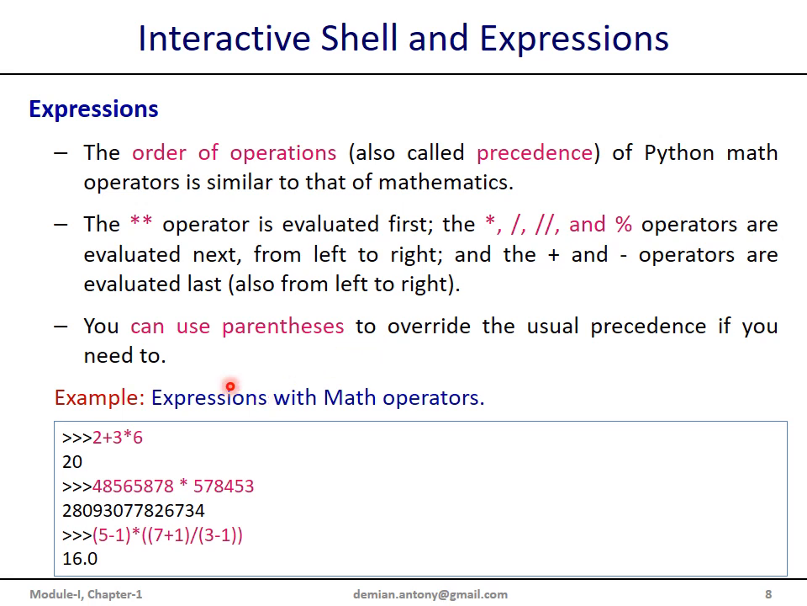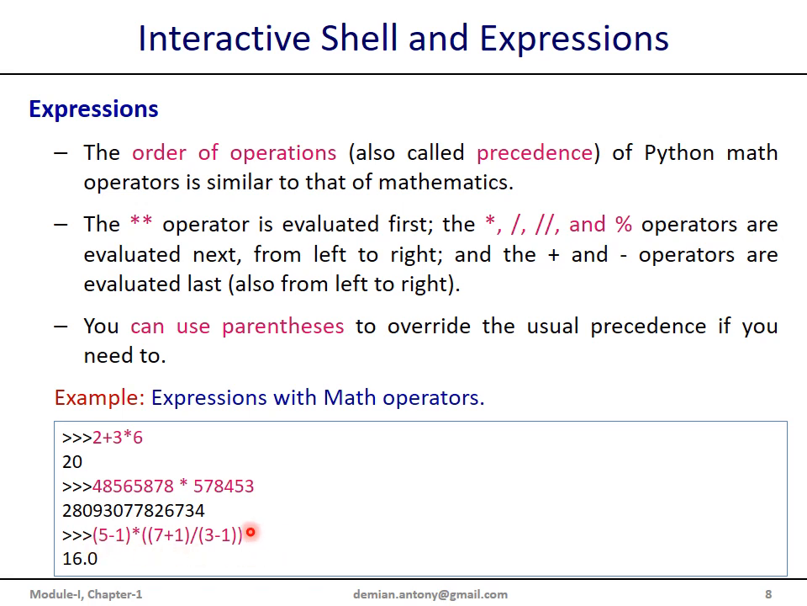Let's take up an example. If we type an expression like 2 + 3 * 6, the multiplication operator has higher precedence over the addition. Thus, this is evaluated first: 3 into 6 is 18, and then 18 is added to 2, resulting in 20. You can also multiply large numbers. It is possible. You will get a large integer number like this. And the programmer can also use parentheses to alter the usual precedence.